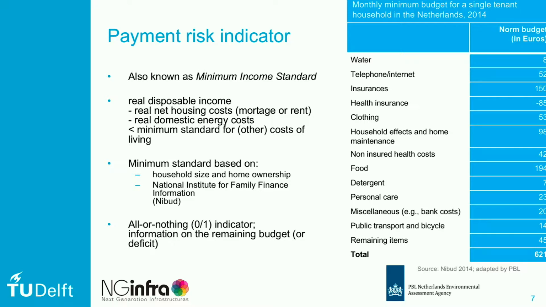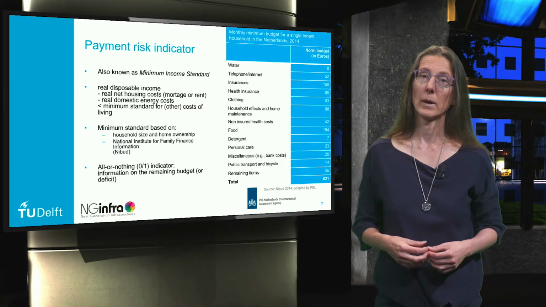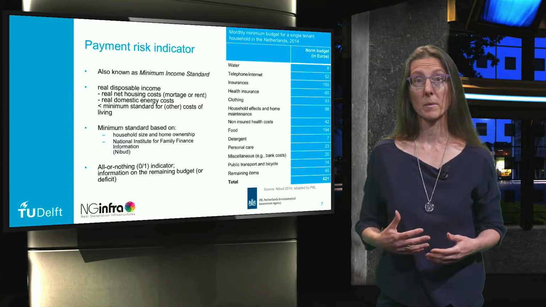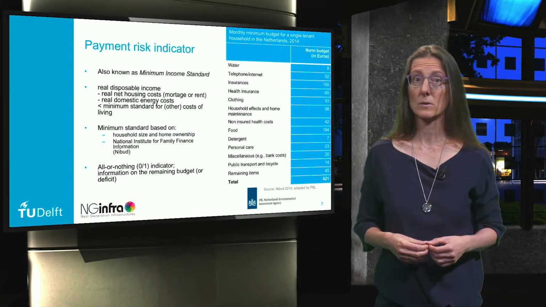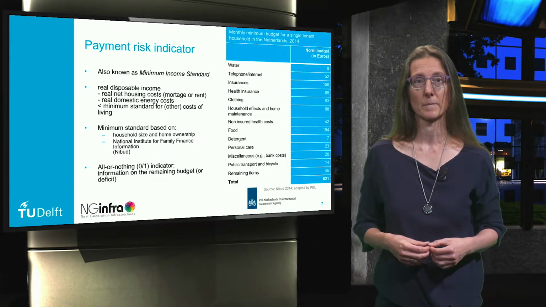The payment risk indicator requires more information than the energy expenditure ratio. By including housing costs, this indicator takes into account that energy costs can be traded for mortgage or rent payments by investing in energy-efficient homes. In addition, by including a definition or norm for a minimum standard of living, changes in other parts of the household budget also affect the affordability of energy.